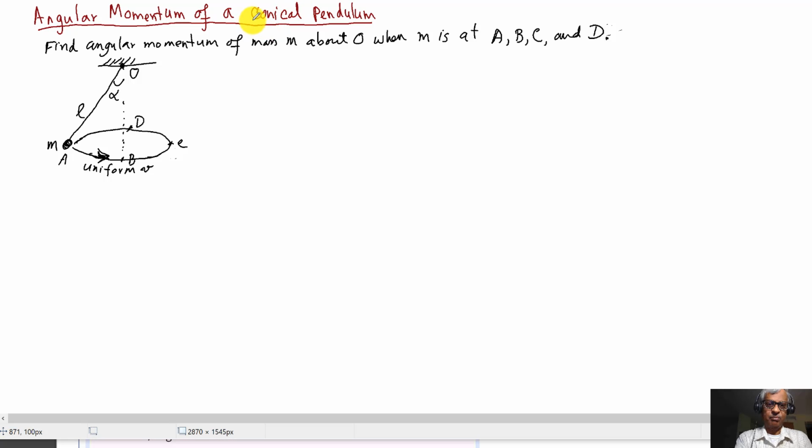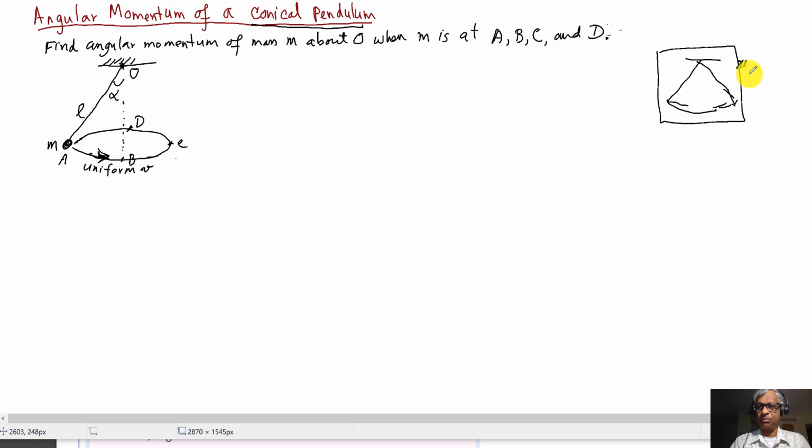It's called a conical pendulum. You're probably familiar with a pendulum, where it goes back and forth. A regular pendulum is a plane pendulum. It just goes back and forth, so this whole thing remains in one plane. Say this is the XY plane. The mass does not leave this plane.